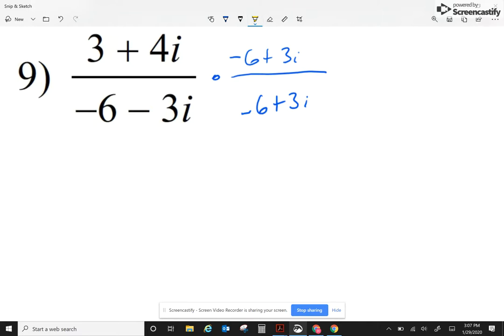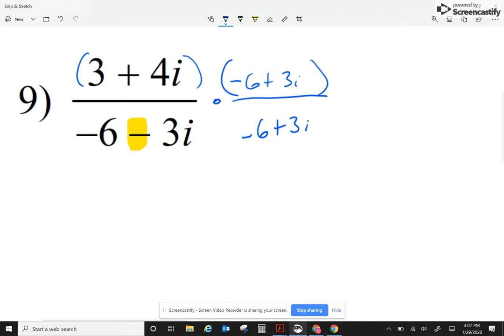I basically took a look at the bottom of my fraction. The sign in between them, I changed it. From a minus, I wrote it as a plus. Nothing else. Okay, so now let me multiply the top. We know how to multiply. Let me distribute the 3. So I'm just working the top of the fraction right now. I get negative 18 plus 9i. I just distribute the 3.